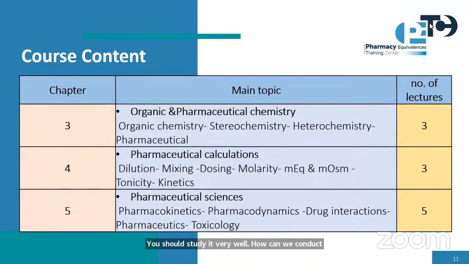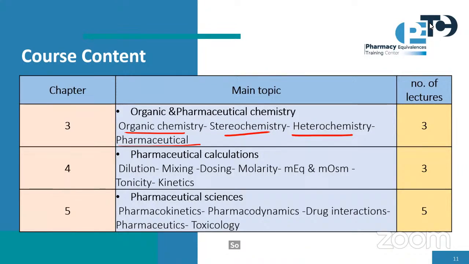How can we cover it? Through three lectures, we will have information about organic chemistry, analytical chemistry, stereochemistry, heterochemistry, and pharmaceutical chemistry and structure. In this chapter, particularly in this lecture, we will learn how to identify any structure by an easy way, just by knowing the nucleus, so that you can identify the drug. Wherever you see any structure, you can expect which group it is related to.